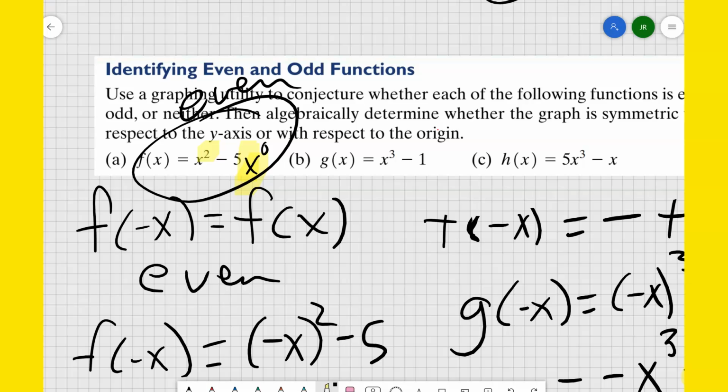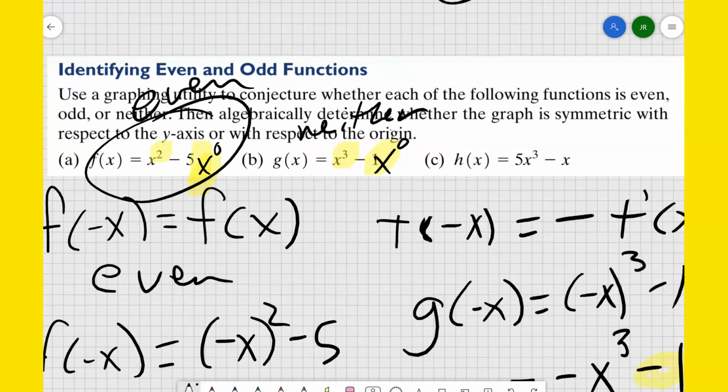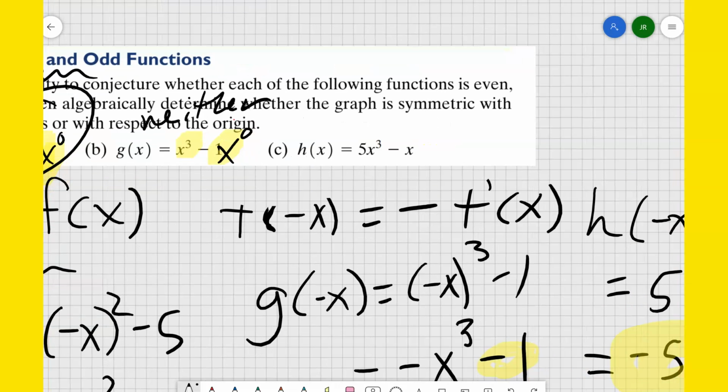All right, on part B, what's that one? That's an odd exponent. What's that one? Well, that's the same thing as having an x to the 0, which is an even exponent. So it's a mixture. So this one's what? Neither. Same thing we said before. We'll look at the last one.